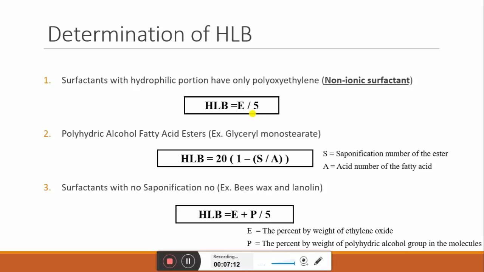Next is for polyhydric alcohol fatty acid esters, for example glyceryl monostearate. The equation is HLB = 20(1 - S/A), where S is the saponification number and A is the acid number of the fatty acid. The third method is for surfactants with no saponification number, for example beeswax and lanolin. We can use the equation HLB = (E + P)/5, where E is the percentage by weight of ethylene oxide and P is the percentage by weight of polyhydric alcohol group in the molecule.